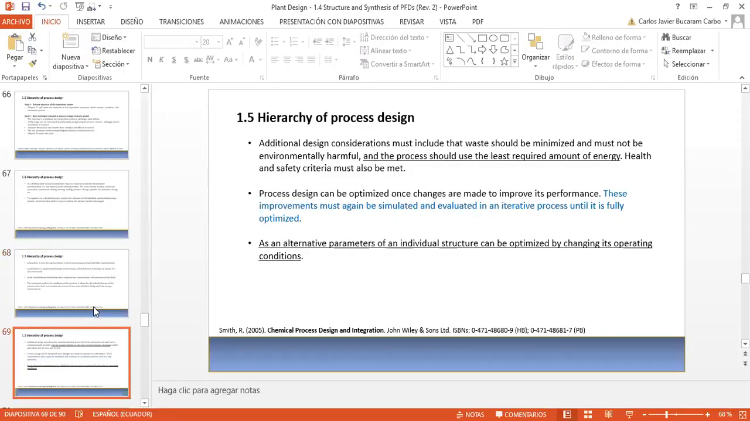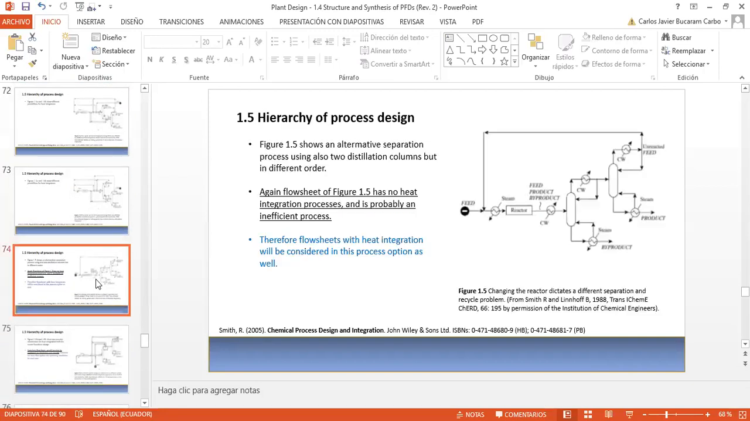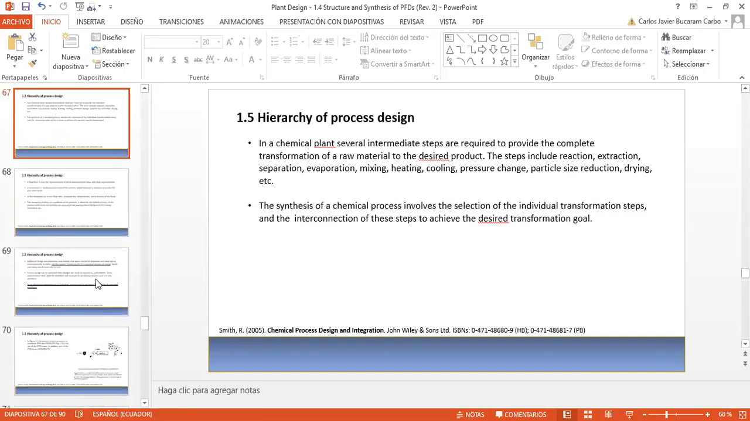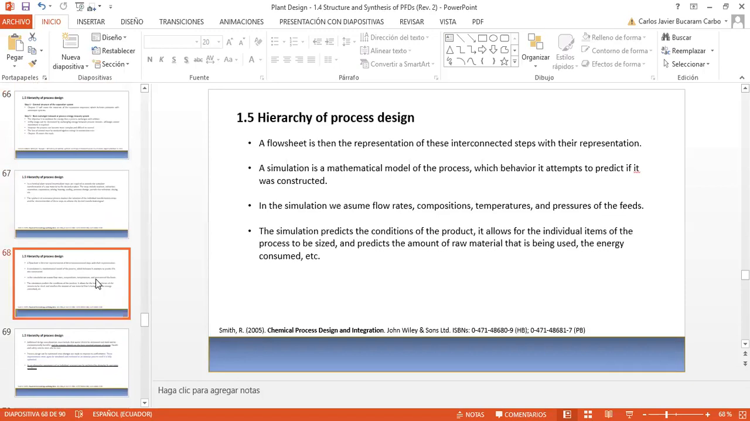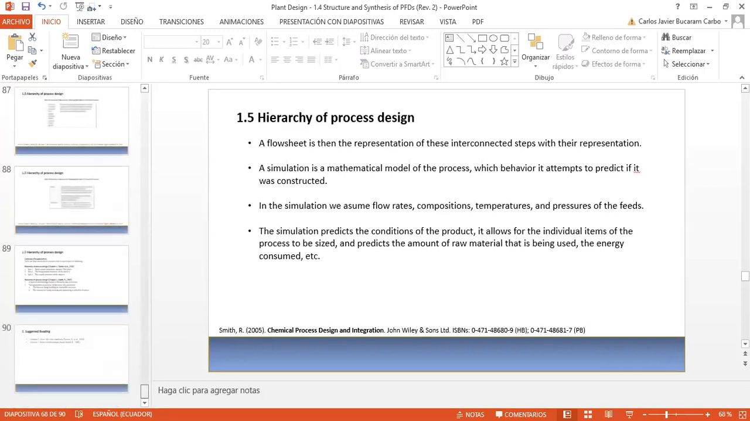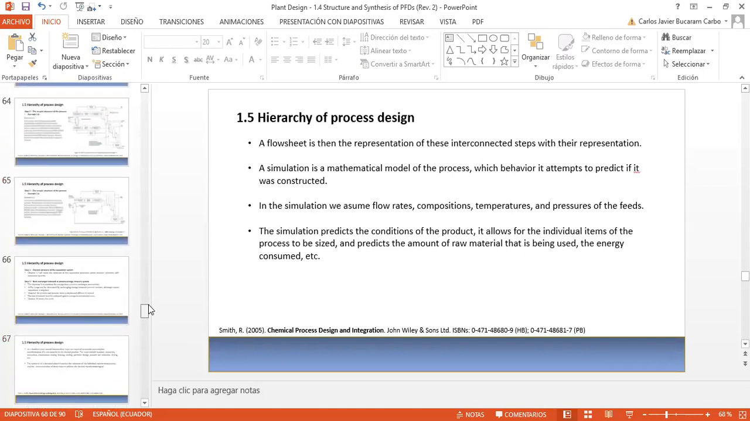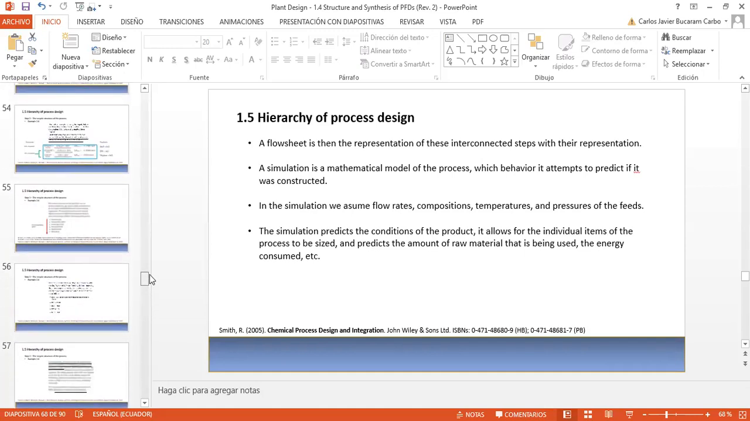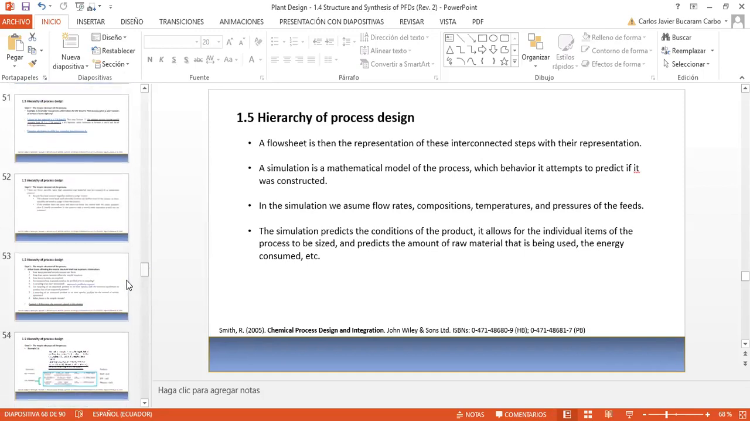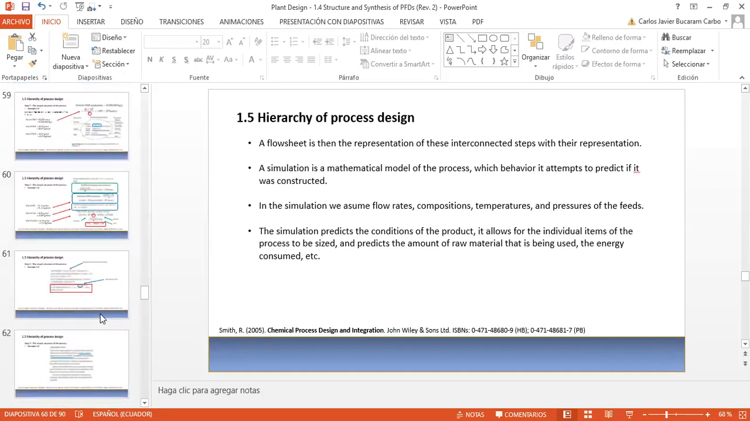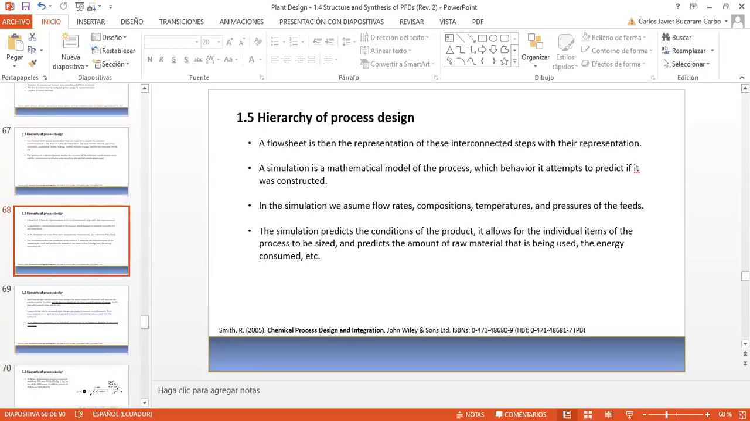Ups, ¿dónde estamos? ¿Dónde está? Orden. Aquí. 68. Bien, ya no nos queda mucho. Y vamos avanzando. ¿Dónde estamos nosotros? Ups. Ok, ahí estamos.